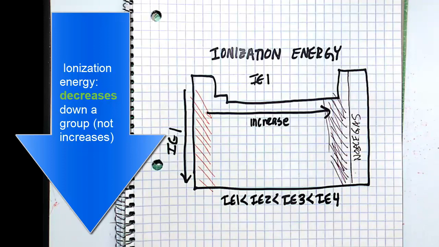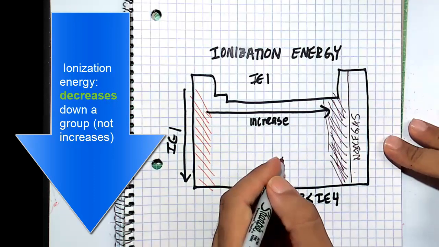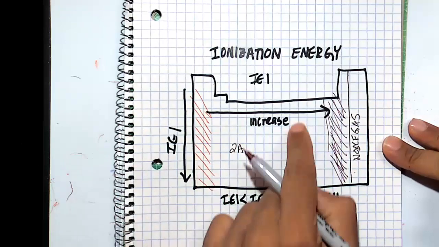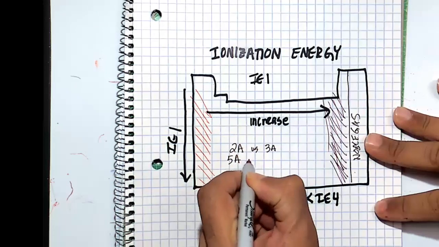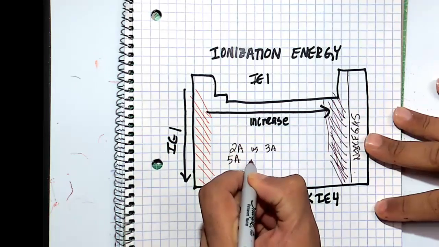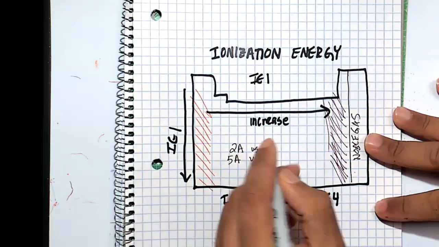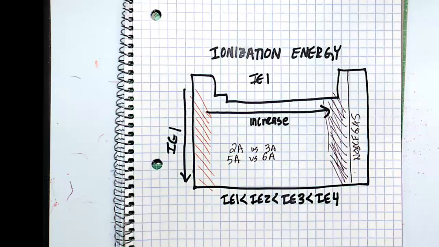So in this next situation, we want to show you a little bit of differences. Particularly the differences I want you to recognize are between group 2A of the periodic table versus group 3A, and then also bucking the trend, or a deviation from the trend, is that the 5A elements tend to have a greater ionization energy than the 6A elements. So let's take a look at that very closely here.